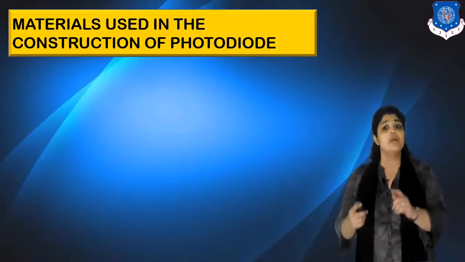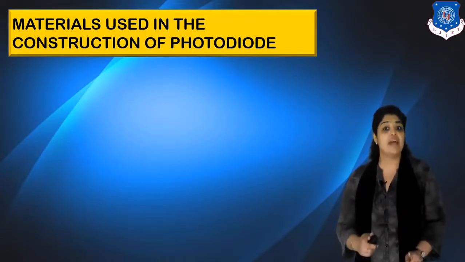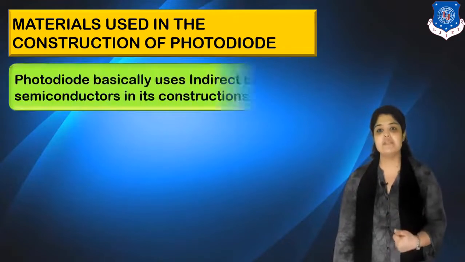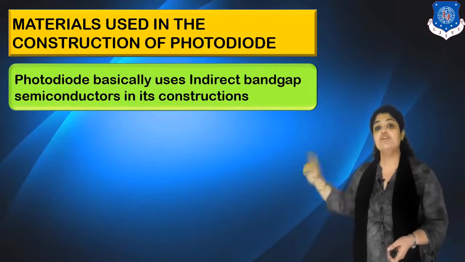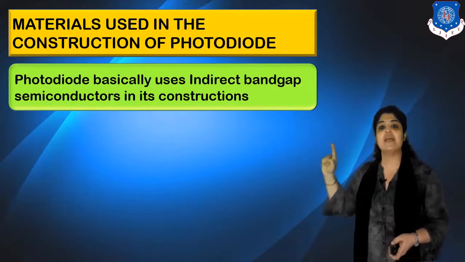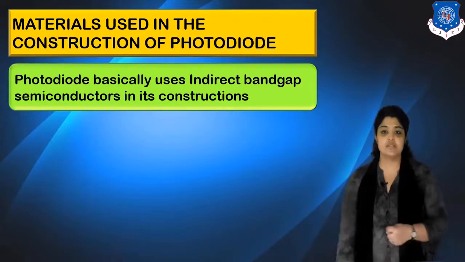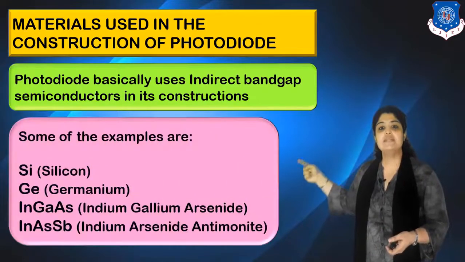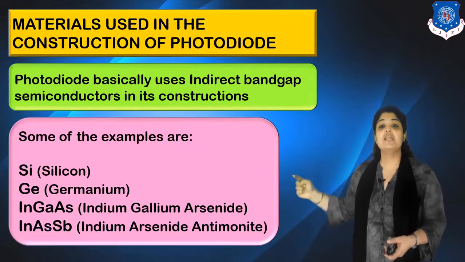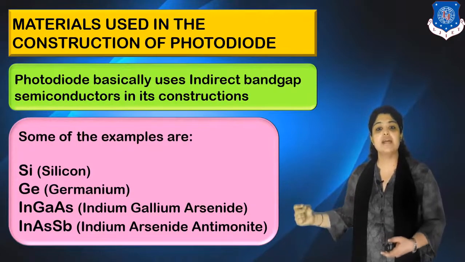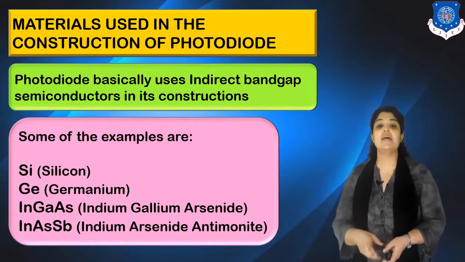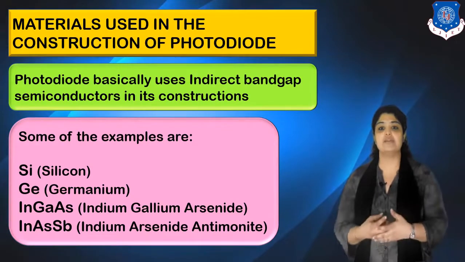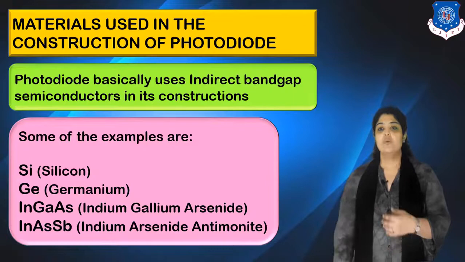Now see, the photodiode output is never in the form of light. That means it never uses direct bandgap semiconductors. Instead, photodiode uses indirect bandgap semiconductors in its construction. Let's see some of the examples. Some of the common examples are silicon, germanium, then you have indium gallium arsenide, then you have indium arsenide antimonide. So it's an alloy of indium, arsenic and antimony.